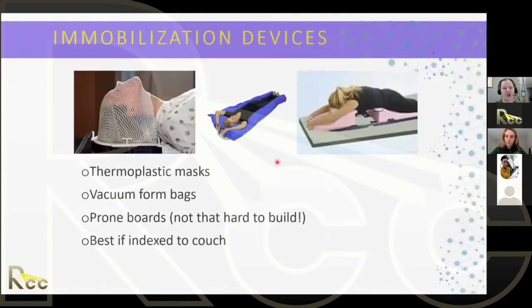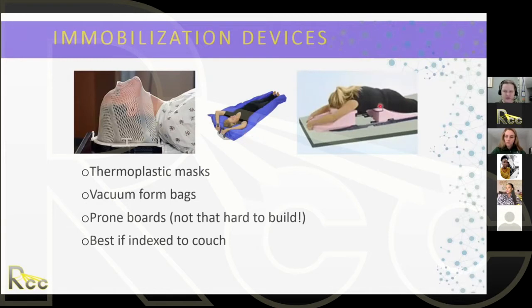There are a lot of immobilization devices out there. And the classic, of course, is the thermoplastic mask for cranial treatments. Sometimes, for head and neck, they extend down to the shoulders. The vacuum bags have become the standard for body treatments. They come in all kinds of different configurations. Some even have little indexer bars.